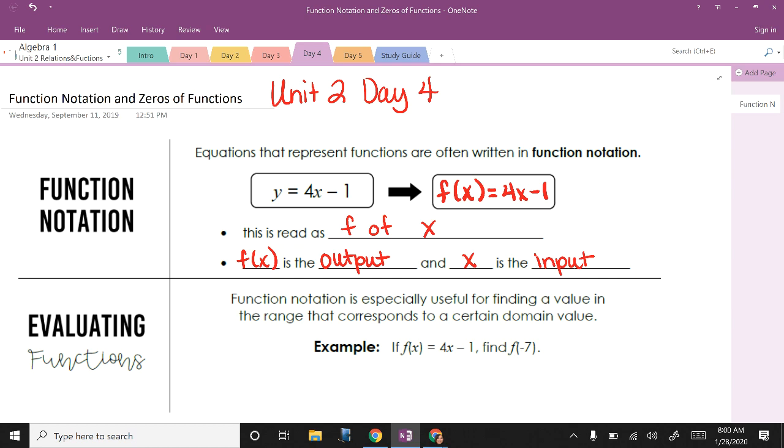All right. So think of a function like a machine. You put something in, something comes out. You put x values in, y values come out, basically.